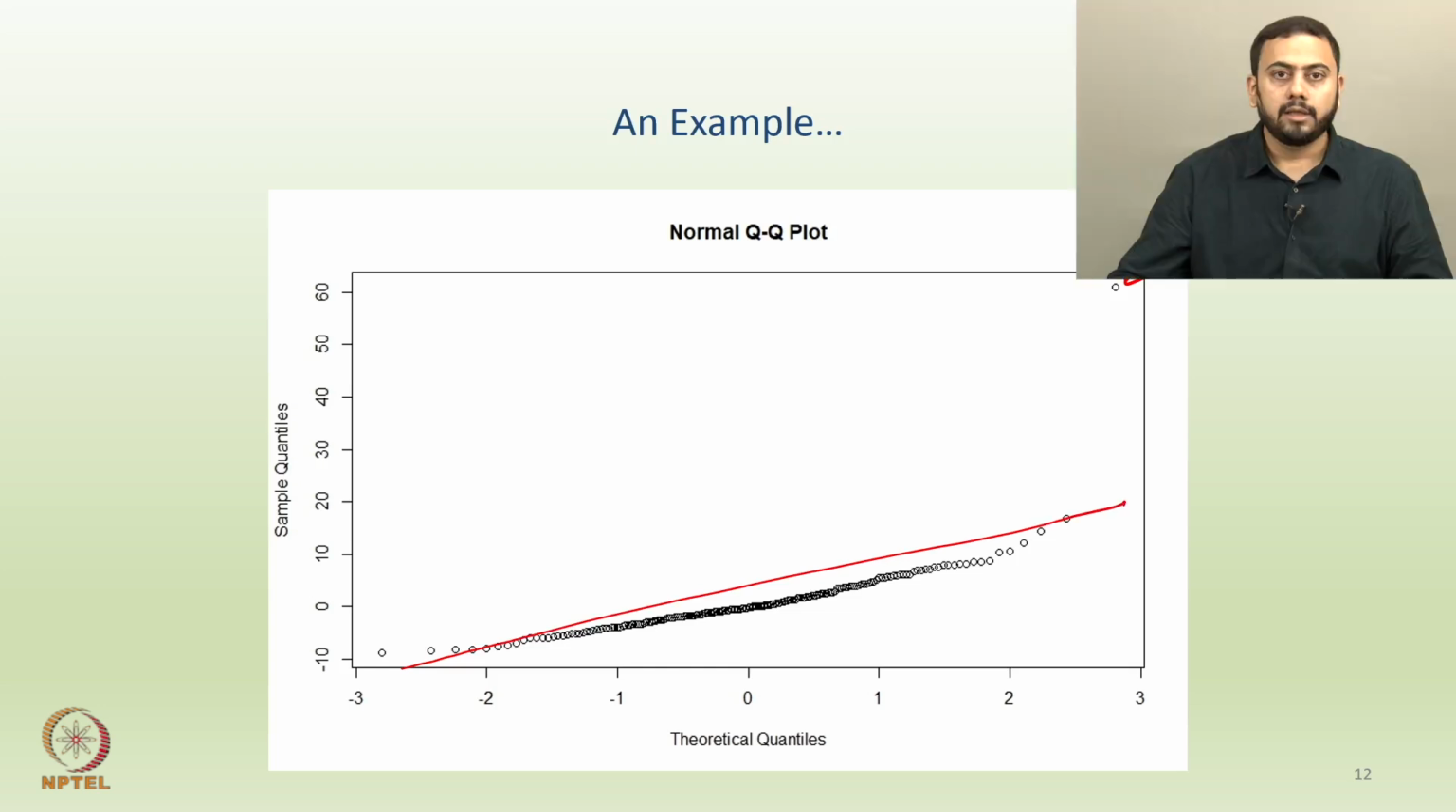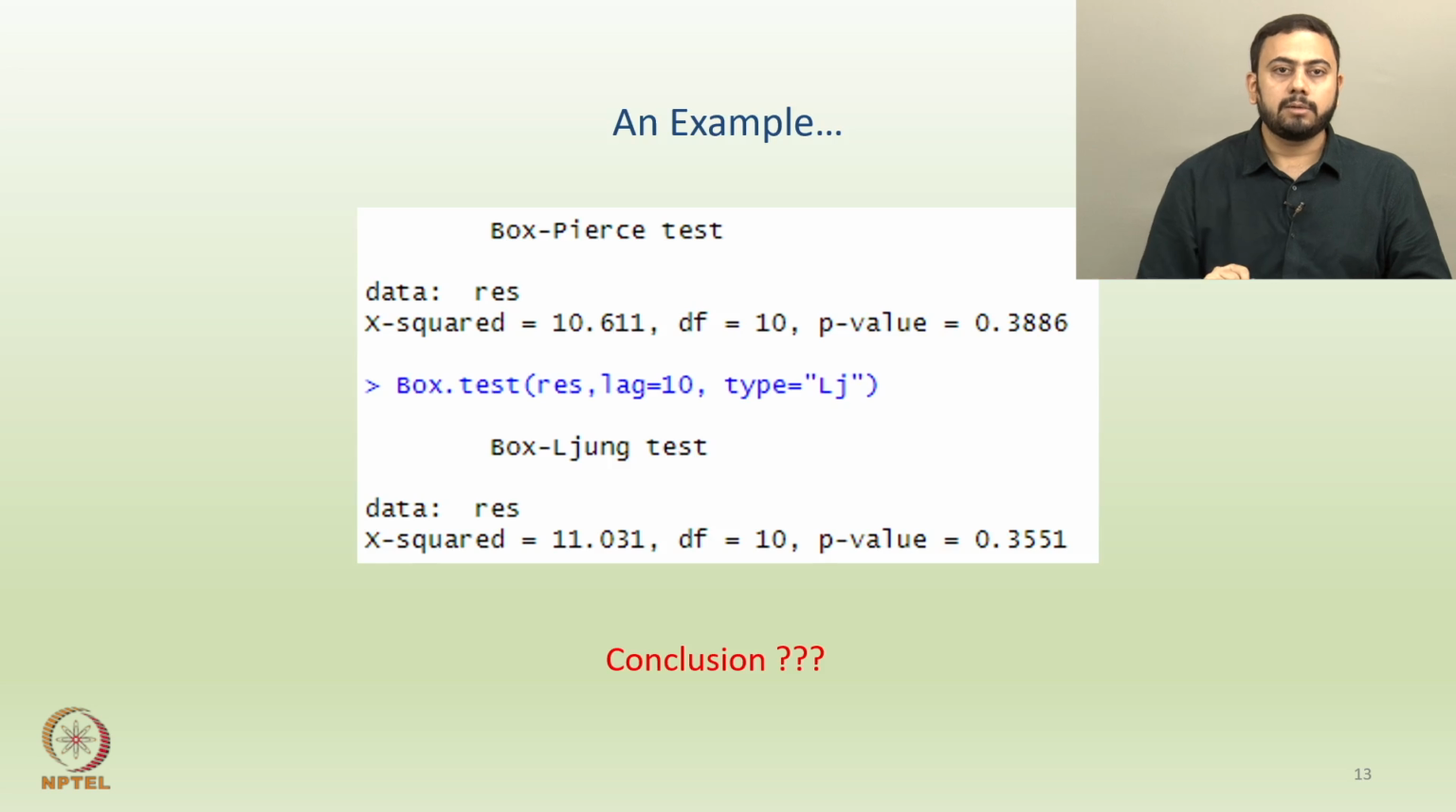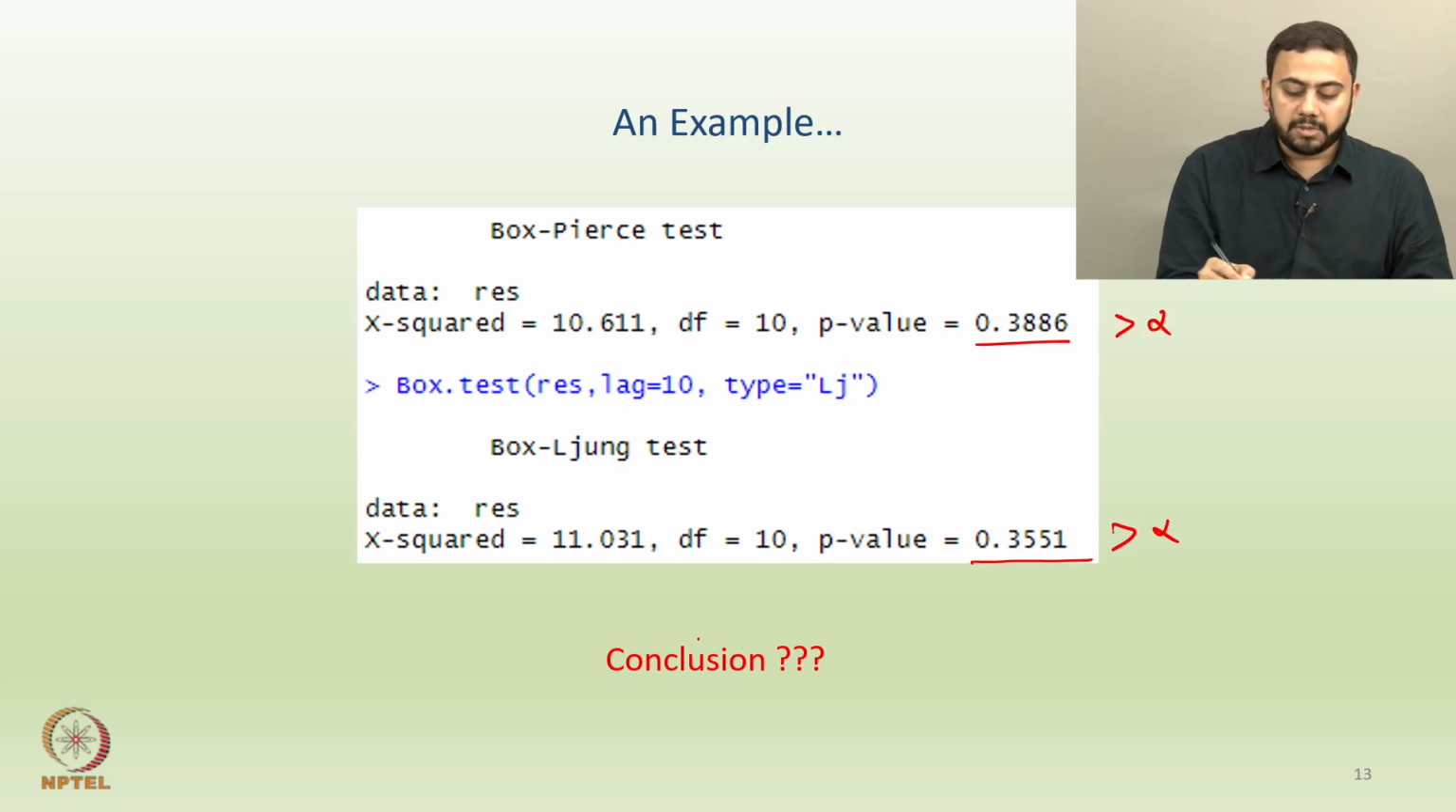And lastly, if you talk about the Box-Pierce test or the Box-Ljung test, in both these tests you can see that the p-value is bigger than alpha, 0.3886 and then 0.3551. Since the p-value is bigger than alpha in both cases, we fail to reject the null, which means that there is no serial autocorrelation whatsoever. So what could be a conclusion?